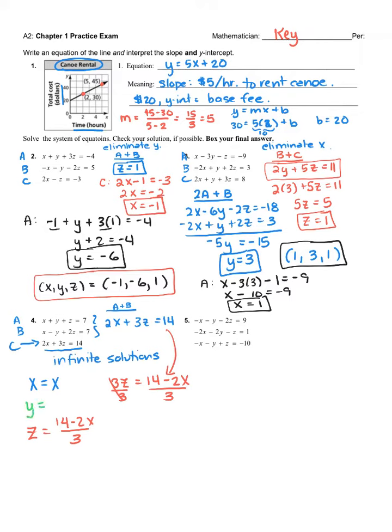My last thing is then to solve for y. So I'm going to use my equation A. X I'm going to leave as x. Y is what we want to solve for. For z, I'm now going to substitute in this lovely 14 minus 2x over 3, all equals 7. Since I don't really like fractions, I'm going to multiply everything by 3. So this becomes 3x plus 3y, 14 minus 2x, because that 3 will cancel, equals 21. Don't forget to distribute all the way.